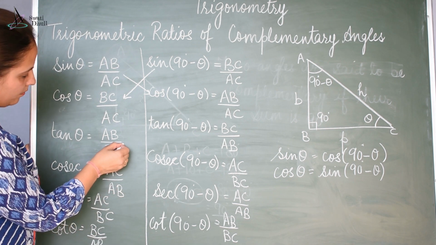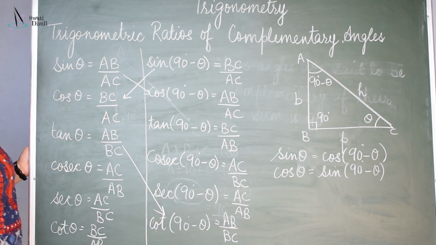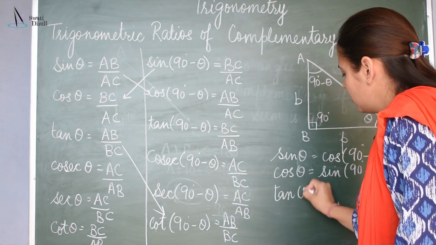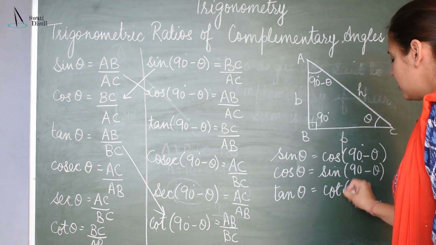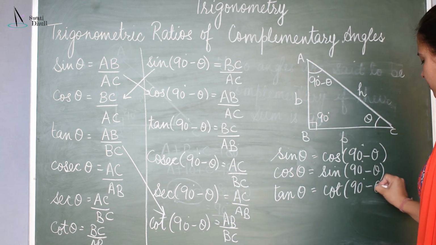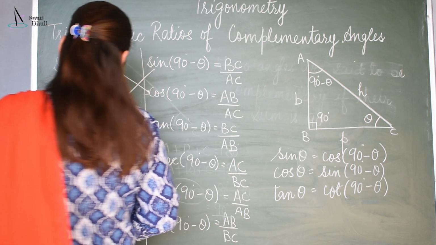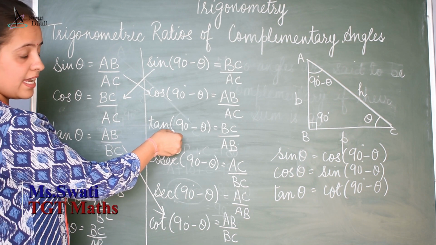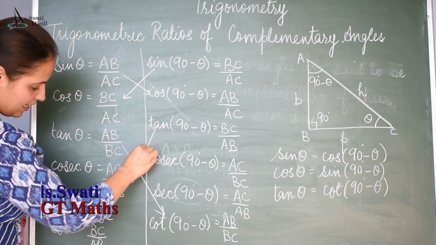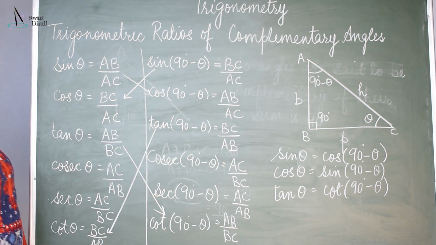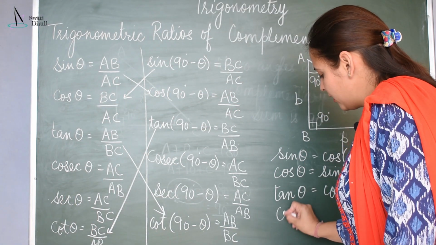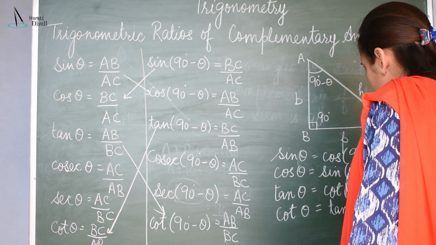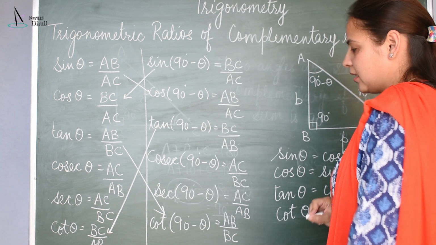Now see, your tan theta is AB by BC and your cot 90 minus theta is also AB by BC. So they both are equal to each other. Fine. So tan theta is equal to cot 90 minus theta. And see here, cot theta is BC upon AB and your tan 90 minus theta is BC upon AB. That means they both are equal, so we can write that cot theta is equal to tan 90 minus theta.